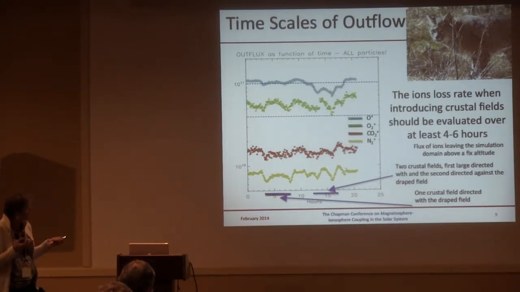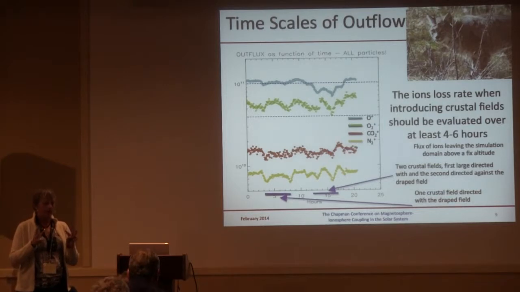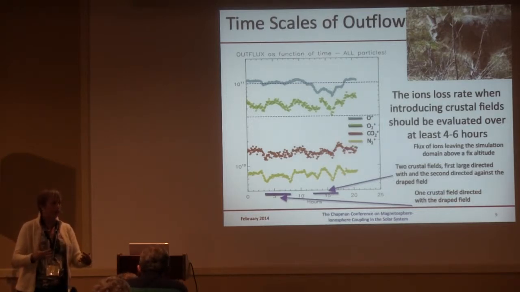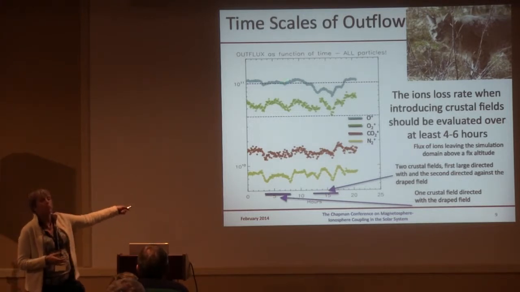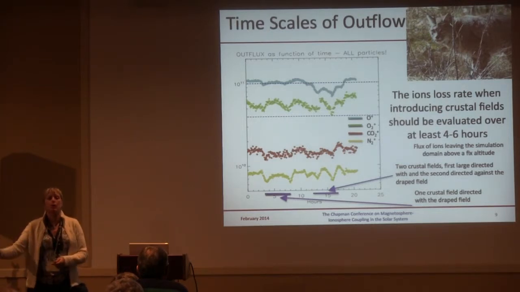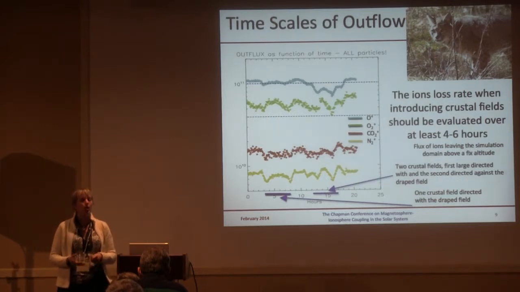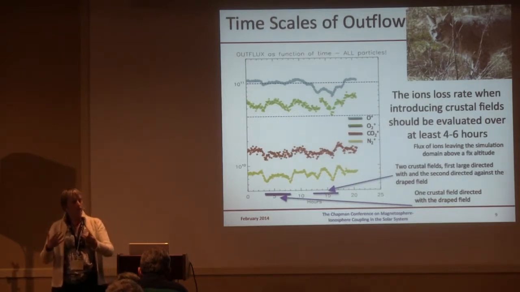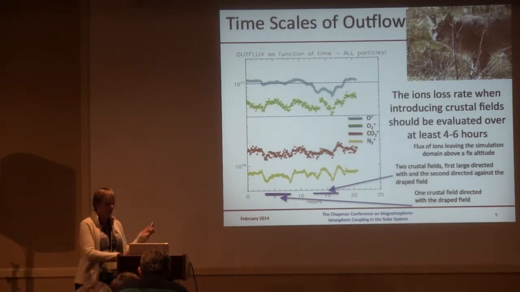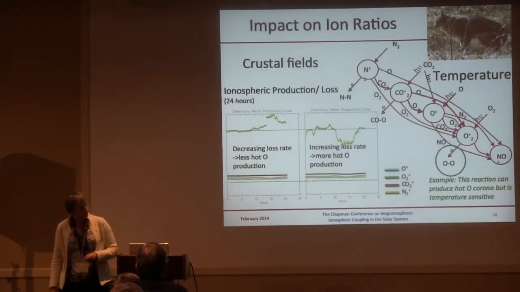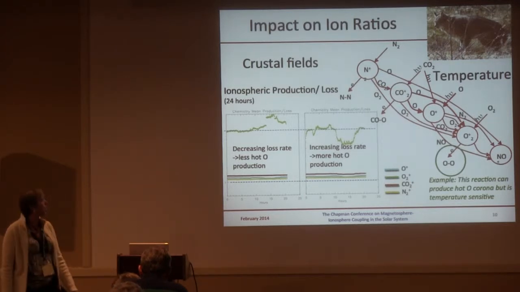And what I want to say here is you can't look at Mars as static when we look at the ion outflow, especially when we come down to crustal field scales, because sometimes you get much more outflow, but then it takes up to 2 hours to replenish the ions which were leaving the simulation box. So the dynamics of the system is heavily affected by how quickly we can replenish any ions that we are sending out.